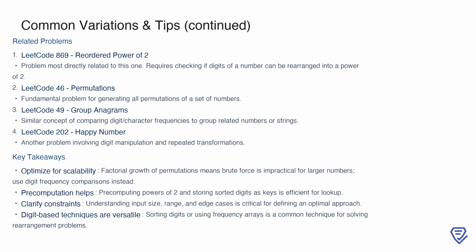Finally, LeetCode 202, happy number, is another problem that utilizes digit-based transformations, which can help you develop a strong foundation in digit manipulation. The key takeaways here are that scalability is critical, factorial growth makes brute force impractical for larger numbers, so digit frequency comparisons are more efficient. Pre-computing powers of 2 and storing their sorted digits can significantly improve lookup times. And always clarify constraints to ensure your solution addresses the full range of possible inputs effectively.